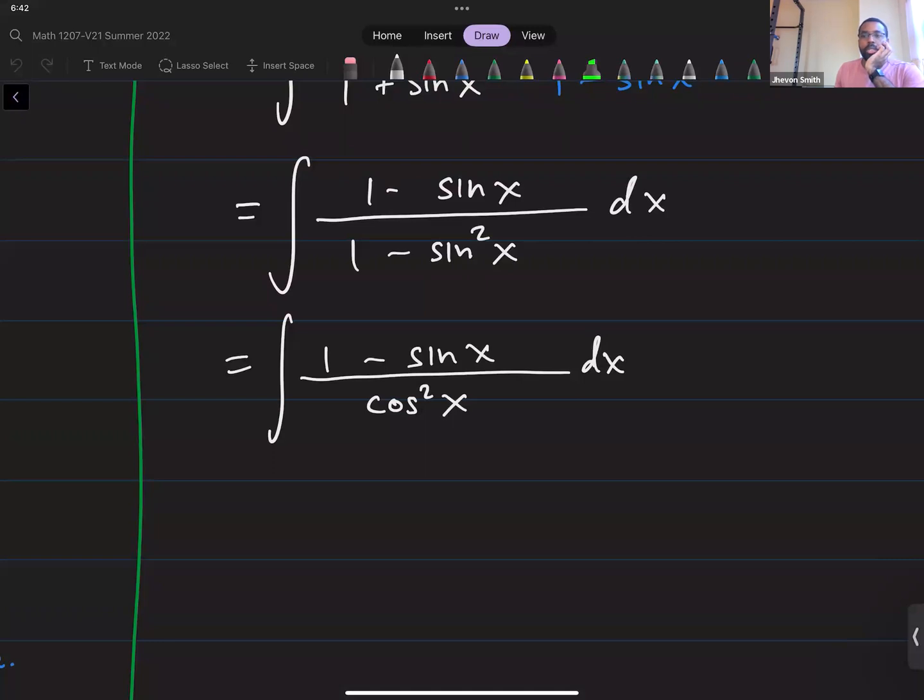Okay, so if you say u equals sine, what would the du be? Right, cosine x dx. And do you have that? Do you have a cosine x in the numerator?